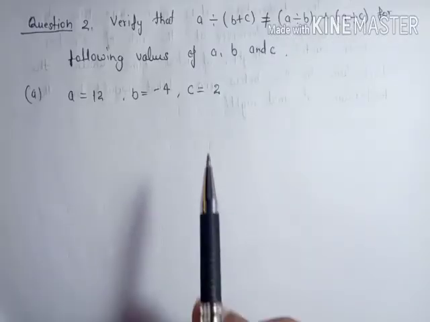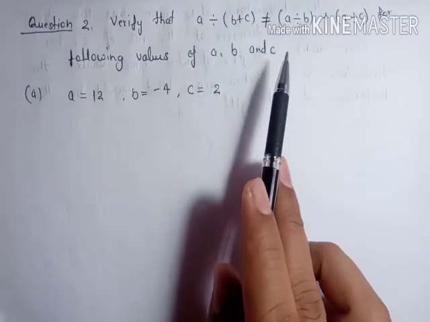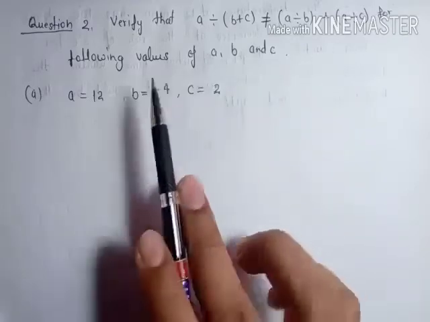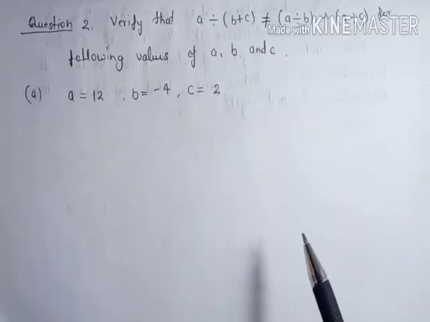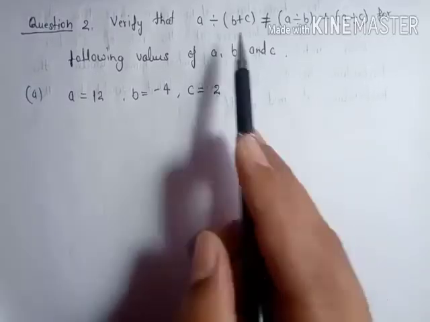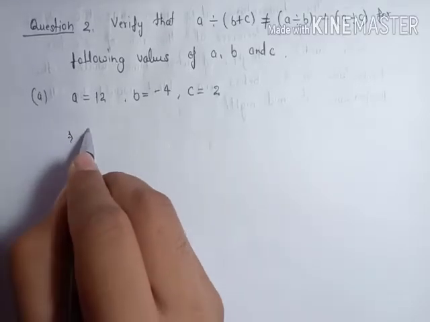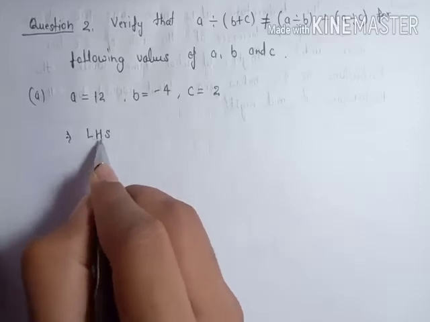Here in this question, verify that a divided by (b plus c) is not equal to a divided by b plus a divided by c, for the following values of integers a, b, c. These are the integers, and let's check this. First we will check for this thing. This is written as LHS, that is, left hand side.